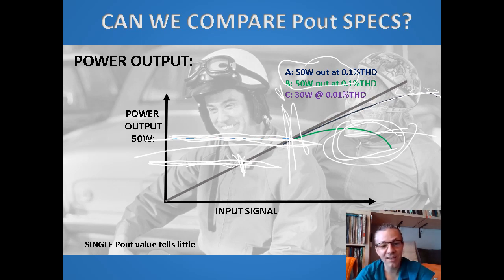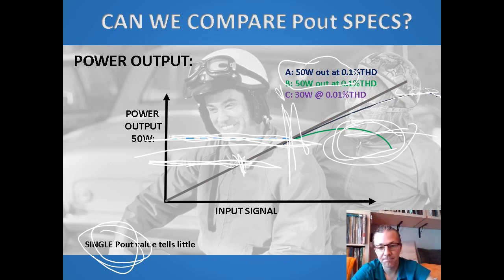So a single power rating doesn't tell you much, and this is why you can have a situation where an amp that's rated at 50 watts has bigger reserves than another amp which is rated at 100 watts or maybe even 200 watts.